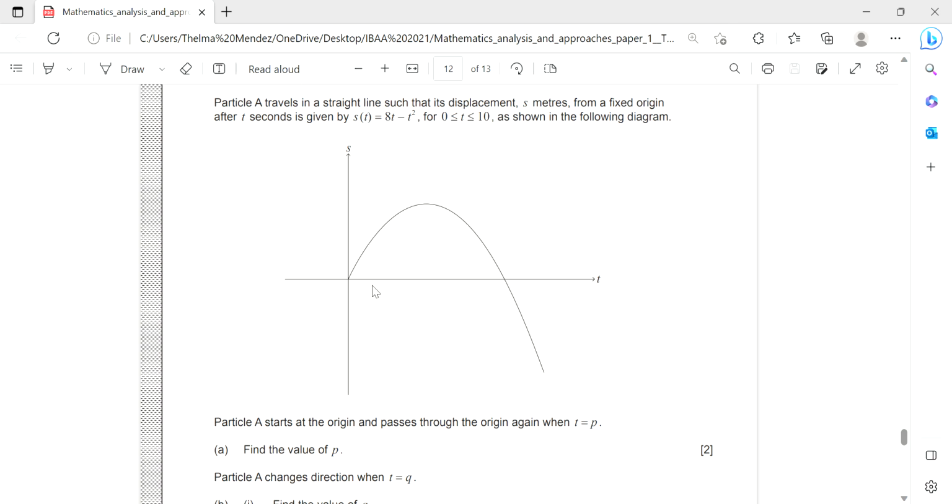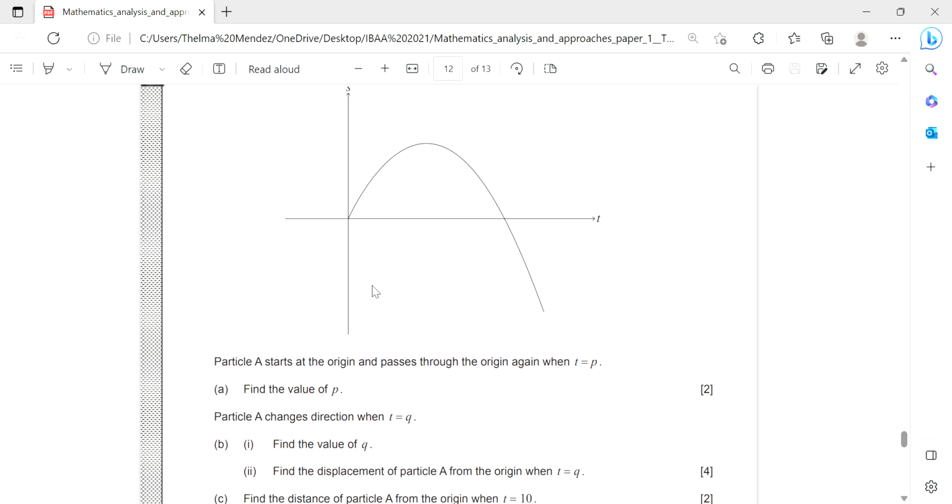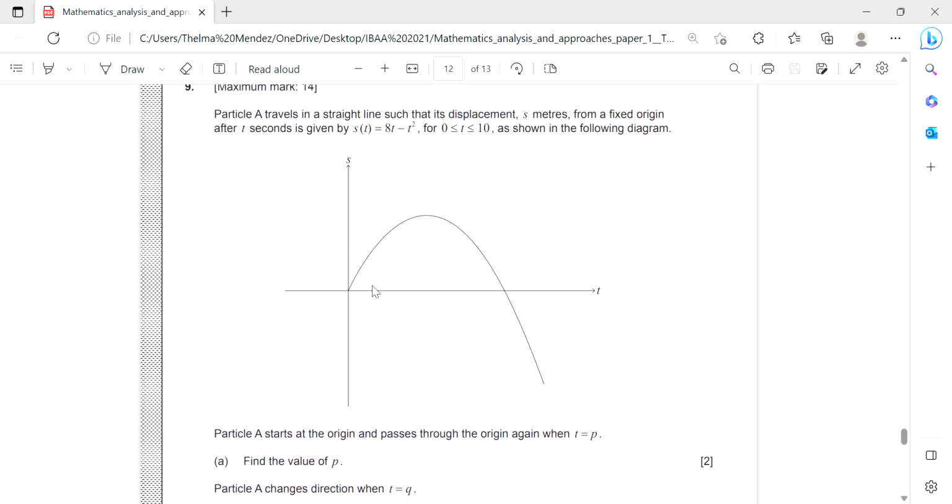Particle A travels in a straight line such that its displacement s meters from a fixed origin after t seconds is given by s of t equals 8t minus t squared for t greater than or equal to 0, less than or equal to 10. This is shown in the diagram. Particle A starts at the origin and passes through the origin again when t equals p. First question, find the value of p.